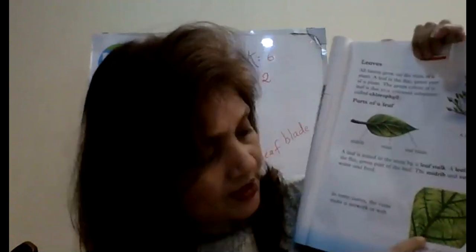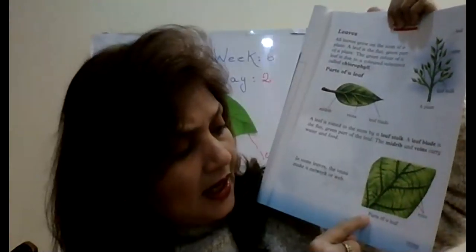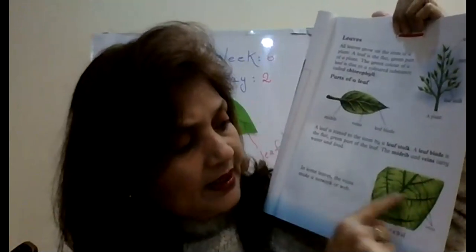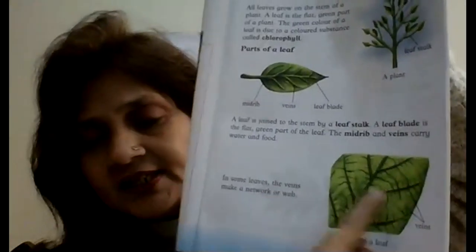Now, in some leaves, the veins make a network or a web. If you see this picture here, it clearly shows how the parts of a leaf have made these veins, they have made a web. You can see it's like a web, right? So in some leaves, not in all leaves, but in some leaves.